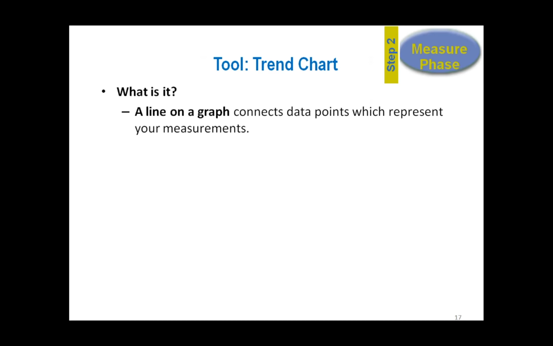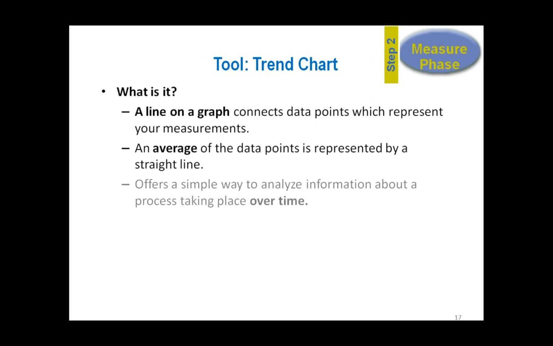So on the x-axis, we plot the time ordered data. It could be time of the day, it could be day of the week, Monday, Tuesday, Wednesday. It could be date, it could be month. So it's always time ordered data that's plotted on the x-axis, and on the y-axis you have the metric which you are measuring or trying to improve the process on. So this is a tool that we always use.